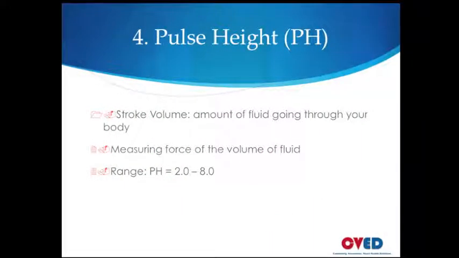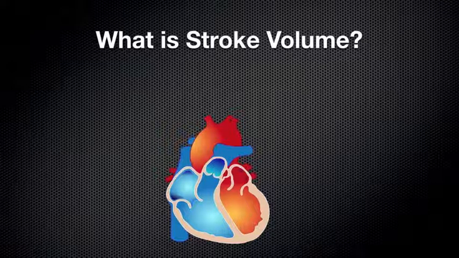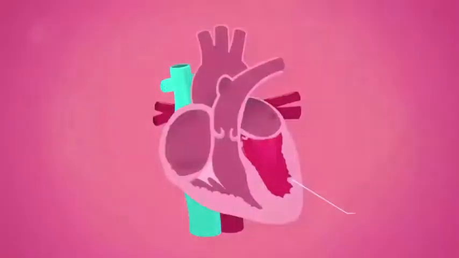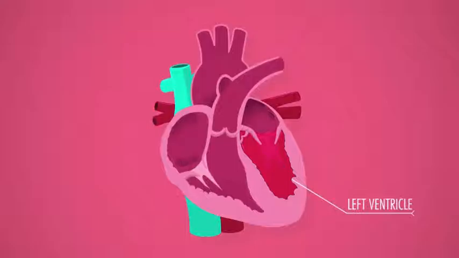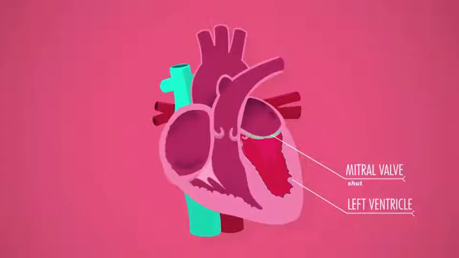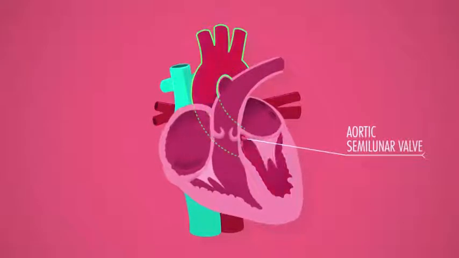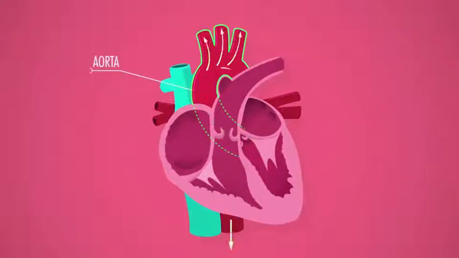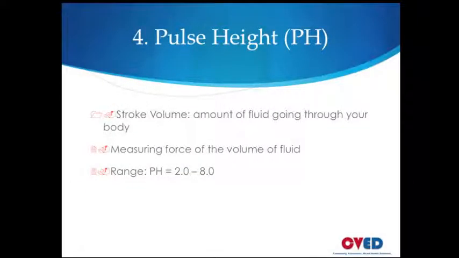So when we look at pulse height, what this is measuring is actually something called stroke volume, or the amount of fluid that's going through your body, the water, etc. Now, the normal range for this pulse height is actually 2.0 to 8.0. We're measuring the force of that fluid, the powerfulness or the stroke of it. If it's under 2.0, it can mean one of three things. It could be low blood pressure. And generally people know if they have low blood pressure.